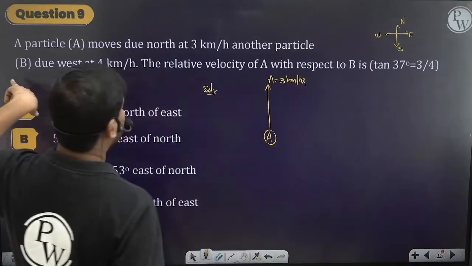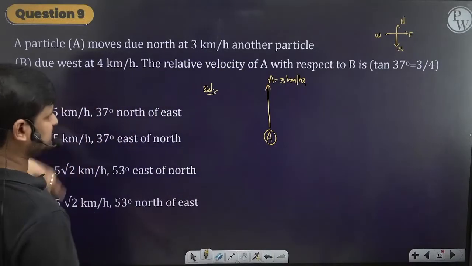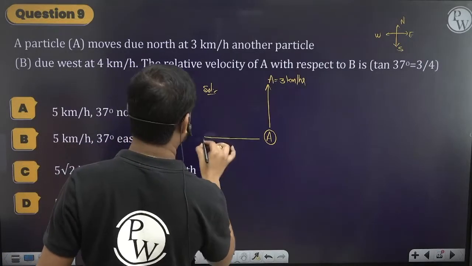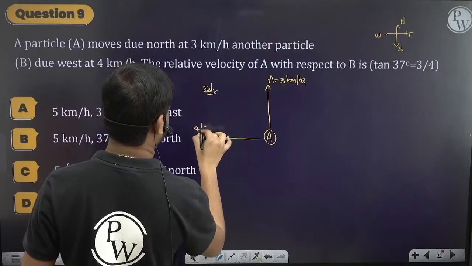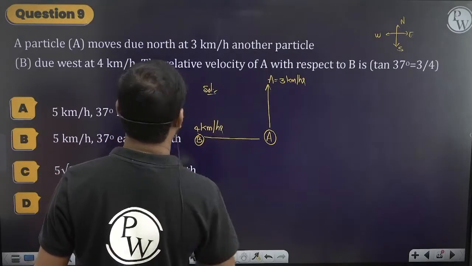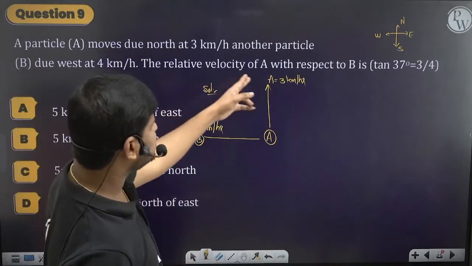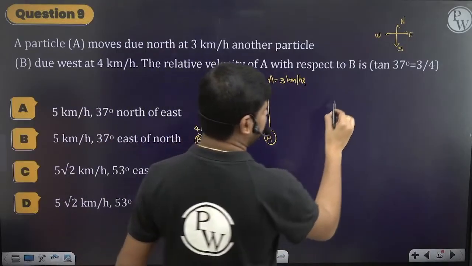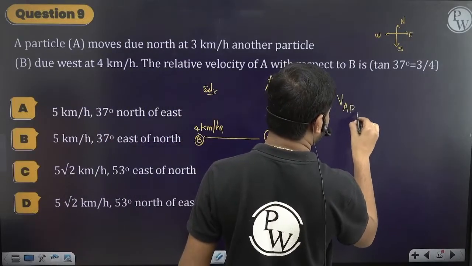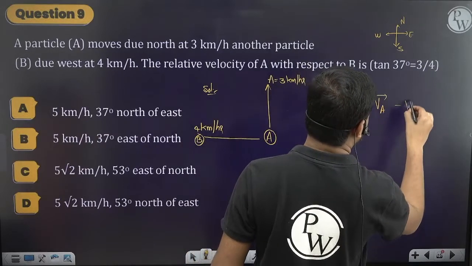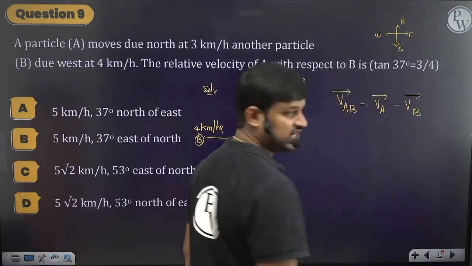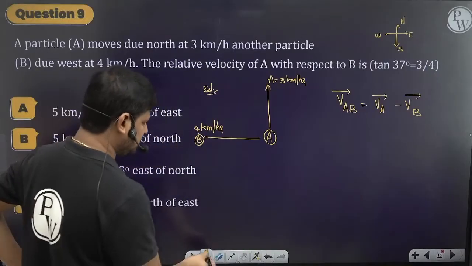So then another particle B moves due west, at 4 km per hour. Fine. Next, the relative velocity of A with respect to B. So what we have to find is the relative velocity of A with respect to B. What do we write? Velocity of A minus velocity of B.